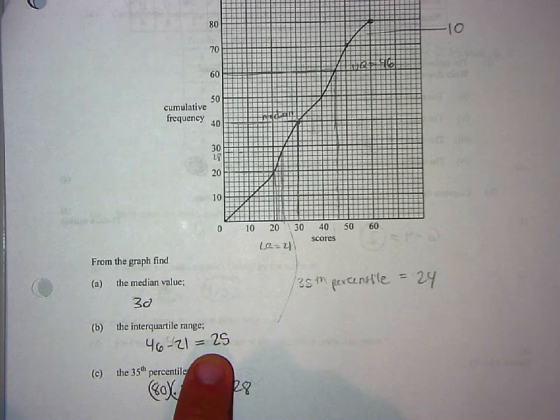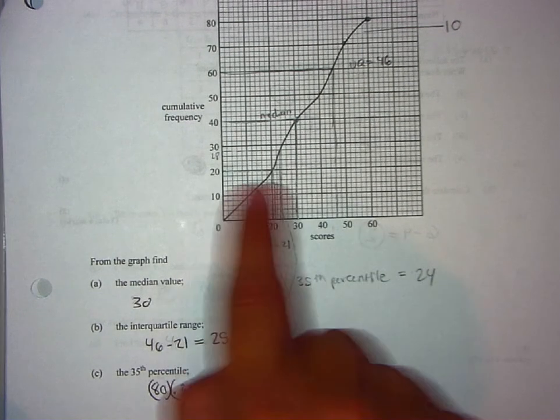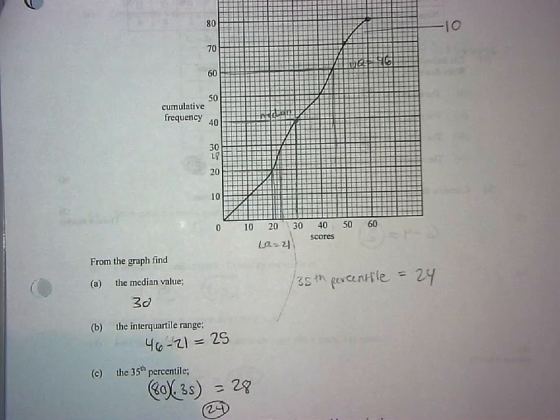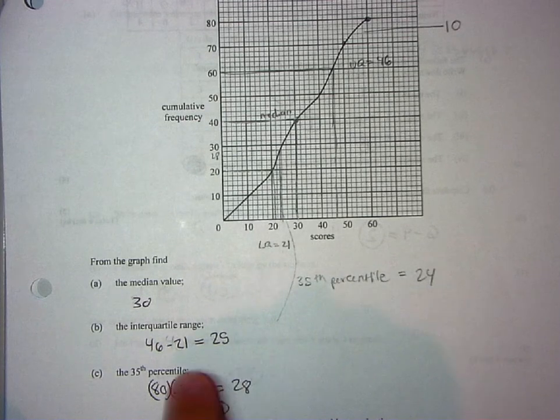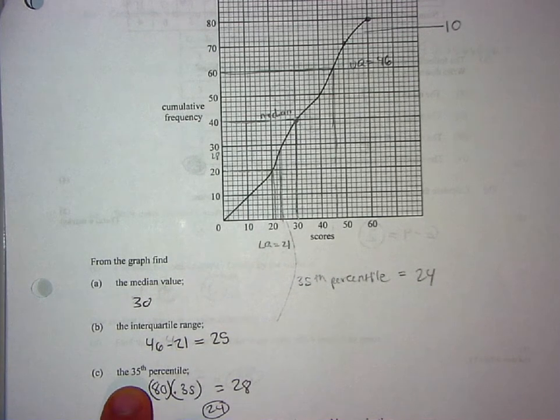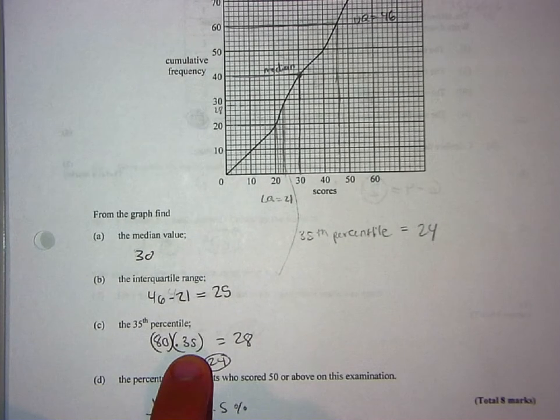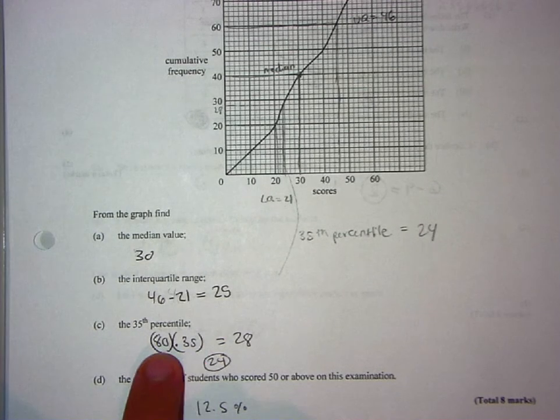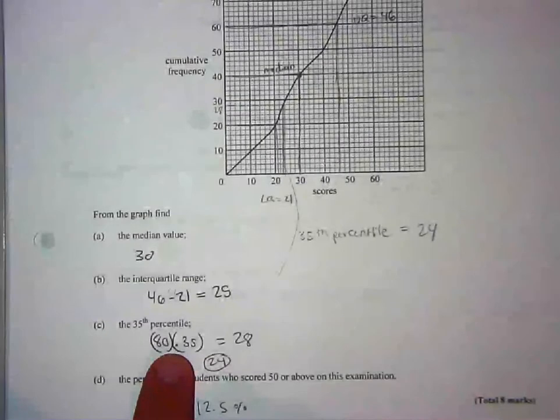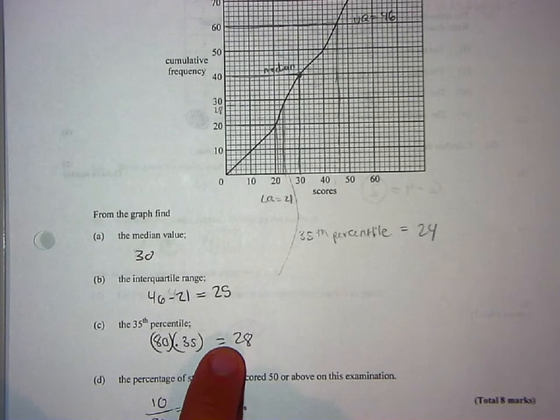So they do give you a little bit of an error margin, because they understand that your graph is being done by hand. But to find the 35th percentile, you take the 80, because out of the 80 cumulative frequency, you're finding the 35th percentile. Just like you find the upper quartile by doing 3/4, you find the lower quartile by doing 1/4. To find the 35th percentile, you do 35%, or 0.35, which gives you 28.